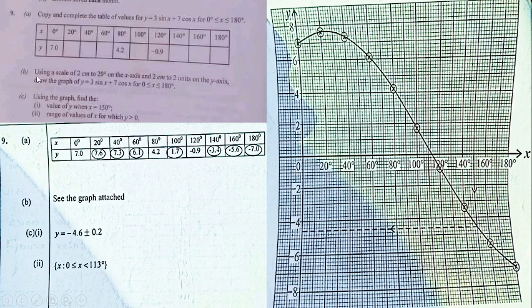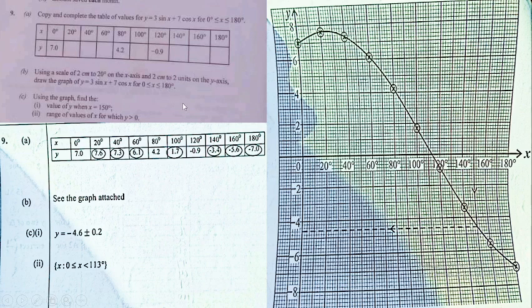Then question number B says to use a scale of 2 centimeters to 20 degrees on the x-axis and 2 centimeters to 2 units on the y-axis. Draw the graph of this relation, y is equal to 3 sine x plus 7 cos x, for the values of x from 0 degrees to 180 degrees. So that's what you have to do, and this is the graph.